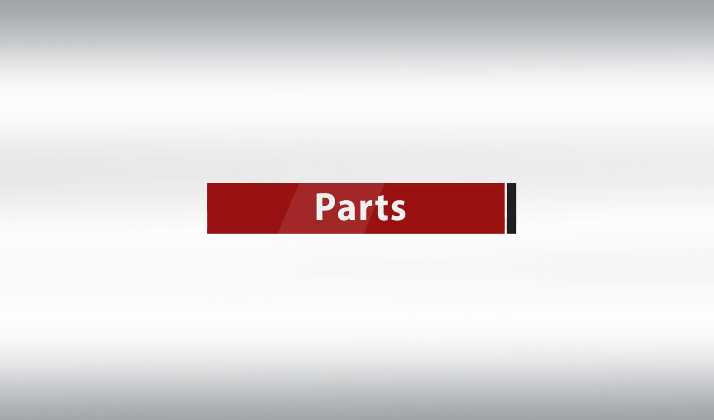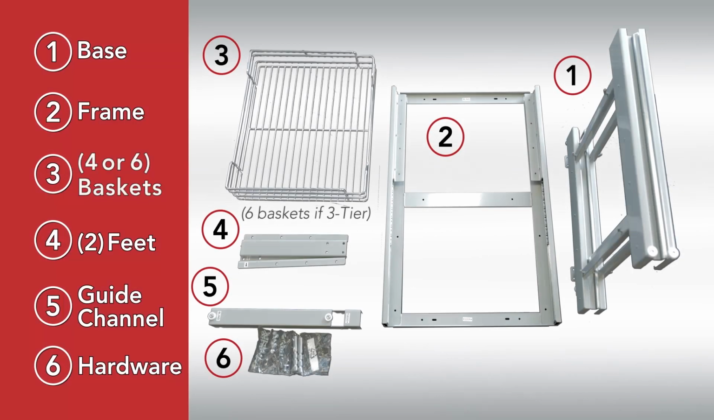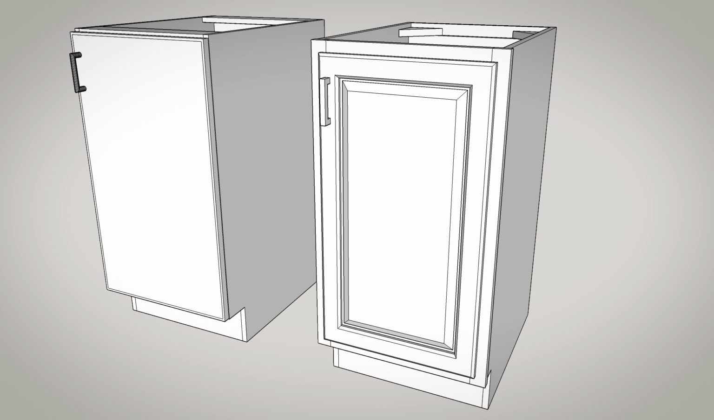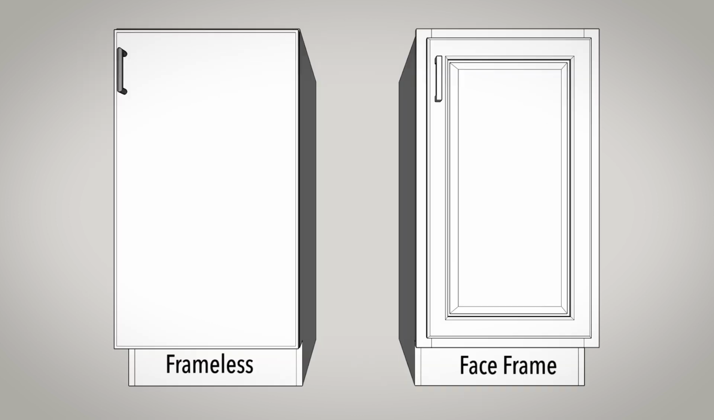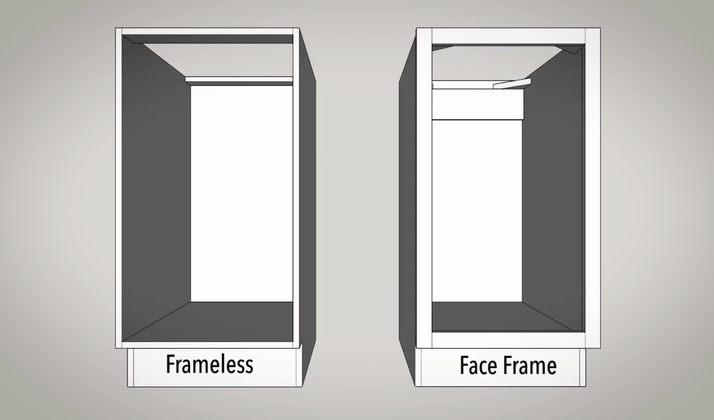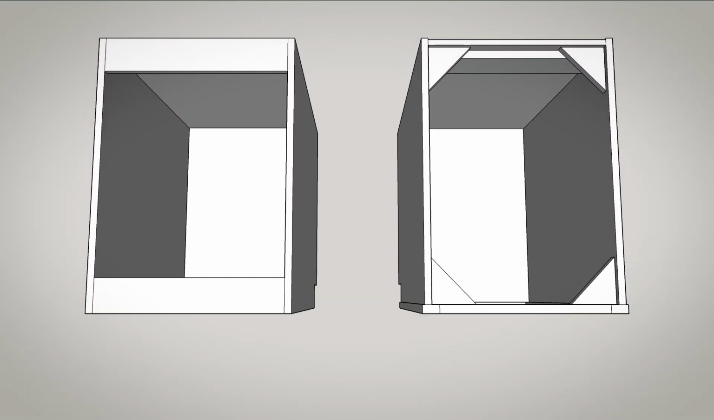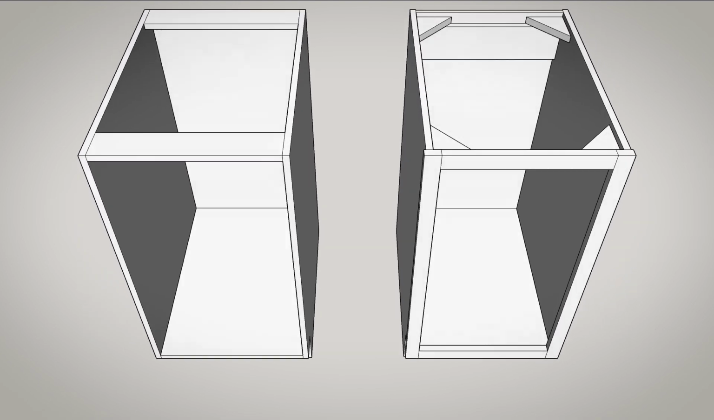In your box, you should find the following parts: a base, a frame, baskets, 2 feet, guide channel, and hardware packet. Many products install with reference to the front and side wall of the cabinet. Cabinet construction methods vary, and based on your particular cabinet type, that is frameless or face frame, the dimensions you reference for installation will vary.